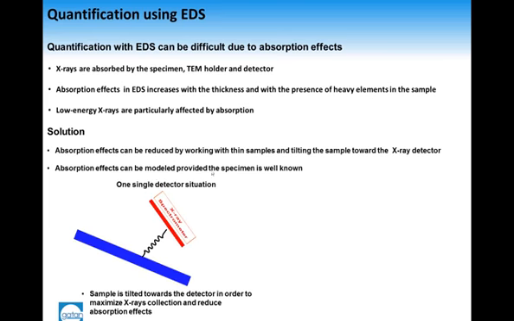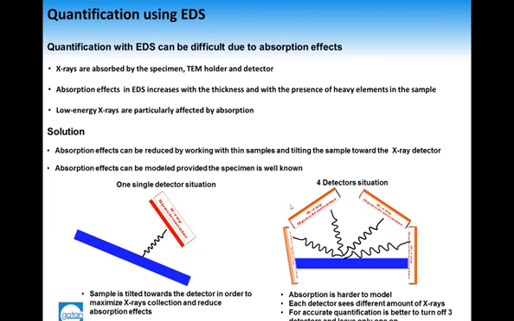Right now in the market, we have, in general, two different configurations for EDS detectors. We have a single detector situation, where we have a single detector. If we want to improve the quantification, it's always better to tilt the sample towards the detector, so we maximize the number of X-rays and we reduce the absorption effects.